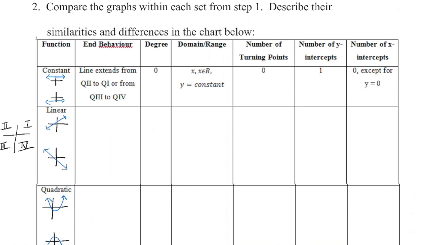Anytime the slope is positive on a linear graph, we are going from quadrant 3 to quadrant 1. Anytime I have a negative slope, I'm coming in quadrant 2 and I'm going out quadrant 4. So this is going to come in quadrant 2 and it's going to go out quadrant 4. And again, remember, it always moves from left to right. Degree, we know linear functions have a degree of 1.